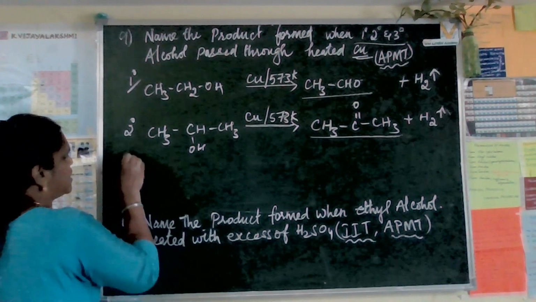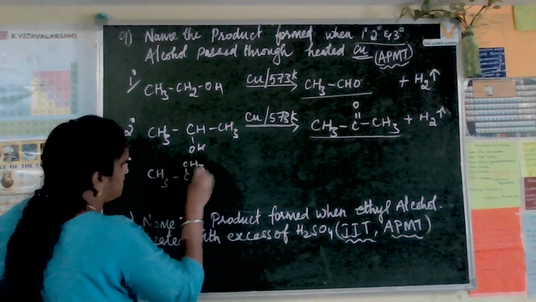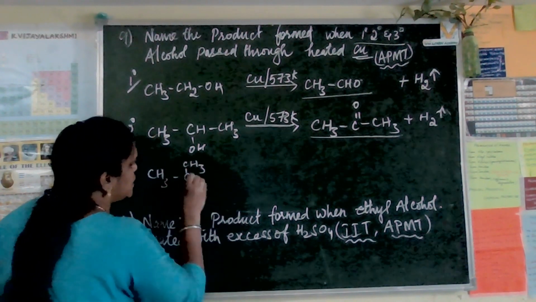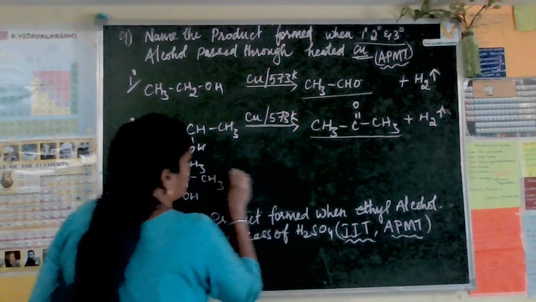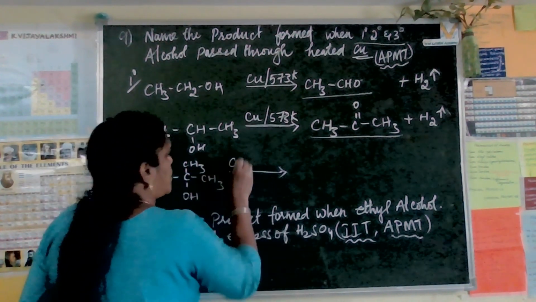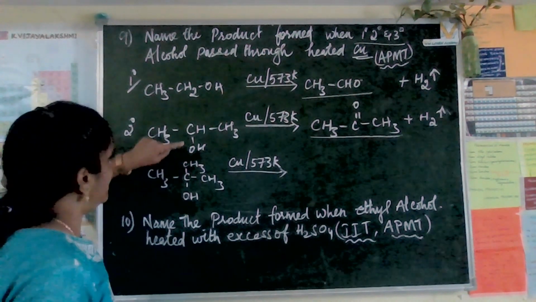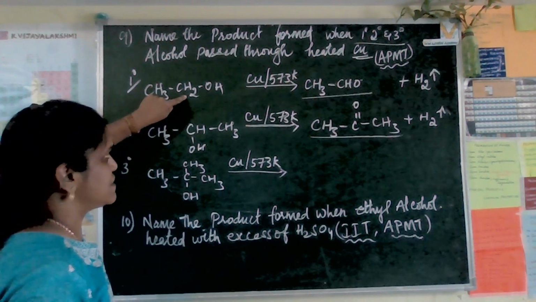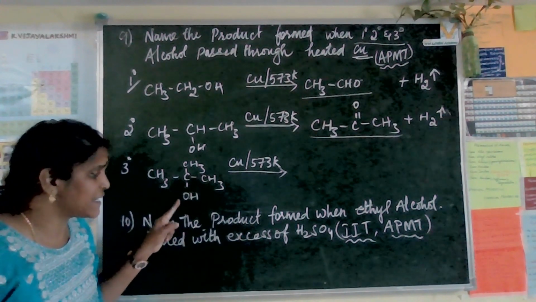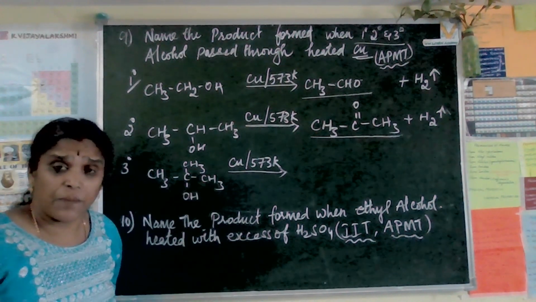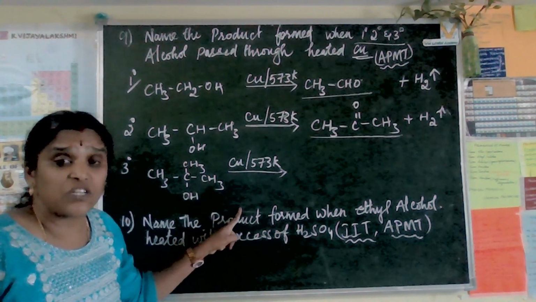Now the third one, tertiary. Tertiary means CH3, C, here CH3, here OH, here CH3. Tertiary alcohol, steric hindrance. Now when you pass it over copper acting as a catalyst at 573 Kelvin, what happens? Here hydrogen is connected with OH, here also, and here also. Whereas here, the carbon does not have hydrogen, so hydrogen cannot be removed. So here a dehydrogenation reaction won't take place. Dehydration will take place.